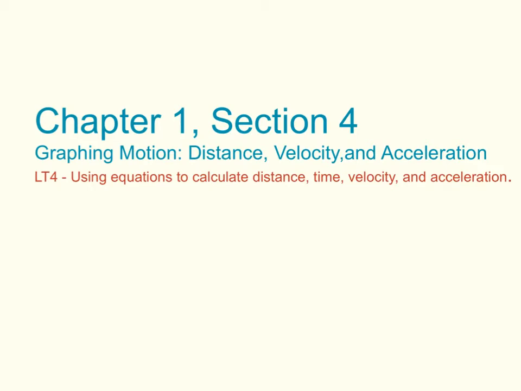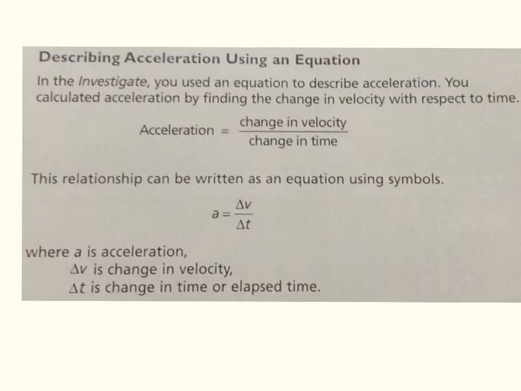Chapter 1, Section 4, Learning Target 4, is about using equations to calculate distance, time, velocity, and acceleration. As we've learned before, equations can be used to represent motion. In this situation, we are talking about acceleration equations. Acceleration is the change in velocity divided by a change in time.